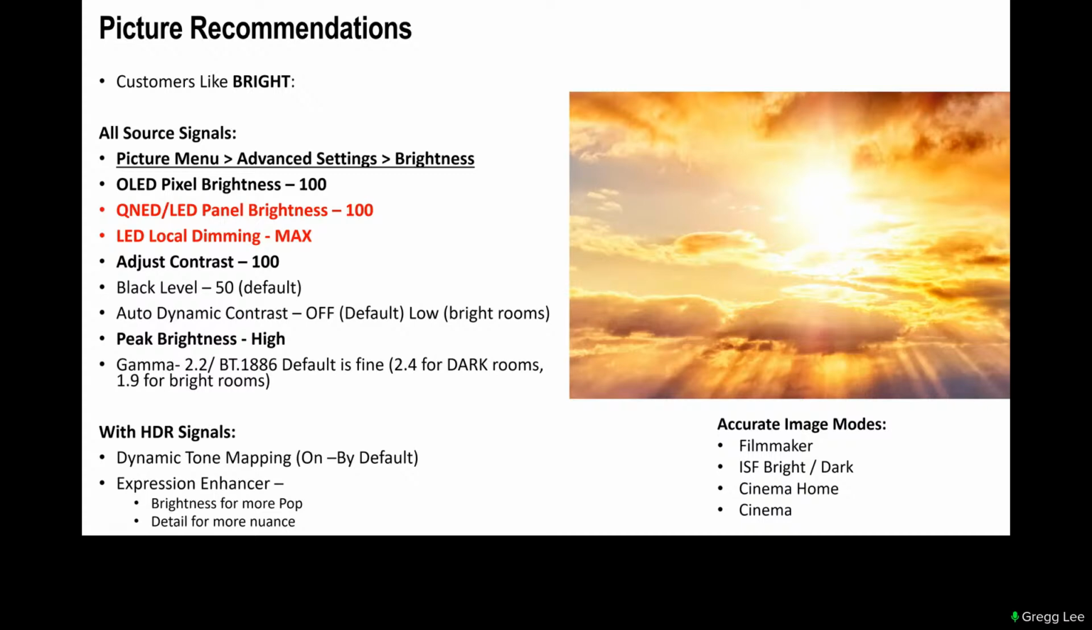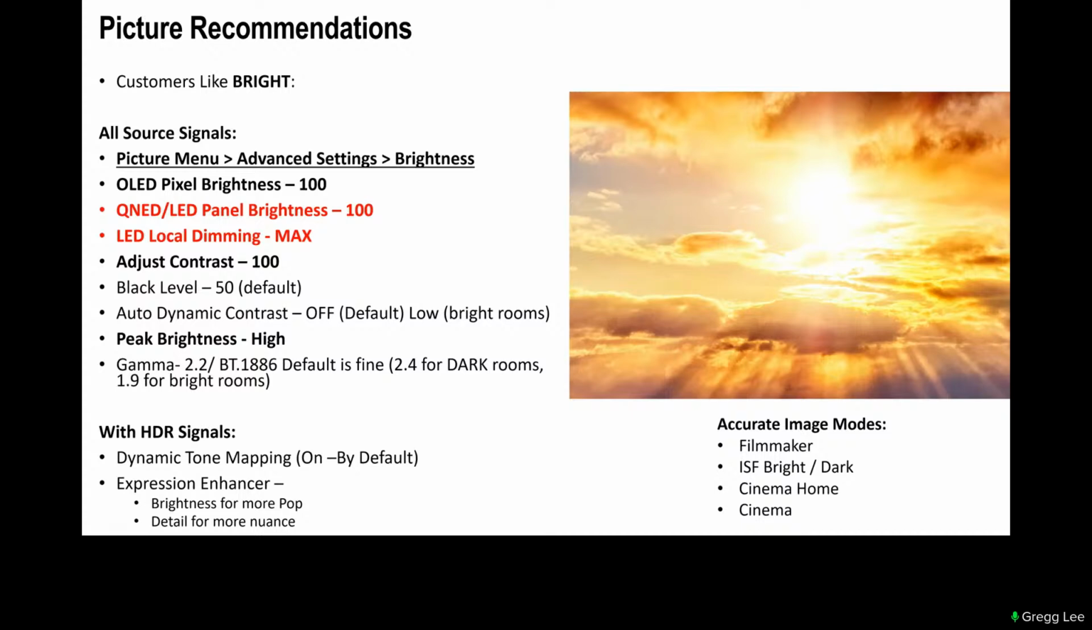Last setting in this menu, gamma, is usually set to 2.2 or BT.1886 for non-4K or SDR stuff. Those are fine. If you're in a dark room, you can go to the higher number. Or if you're in a bright room, which is probably the more likely scenario, it'll help bring up shadow detail and midtones if you go to 1.9.